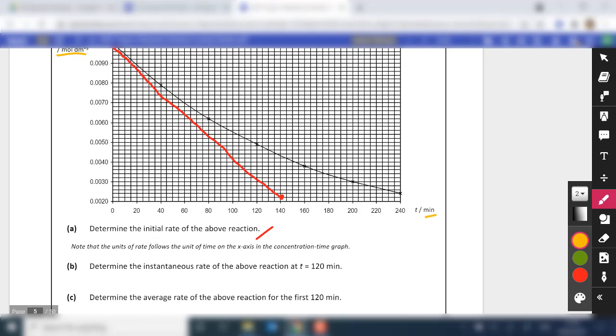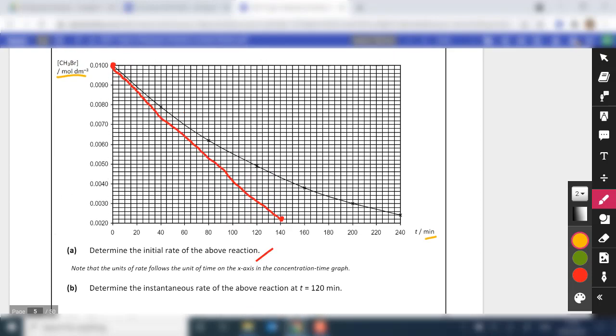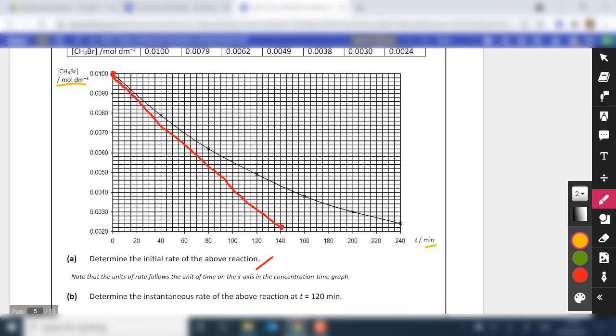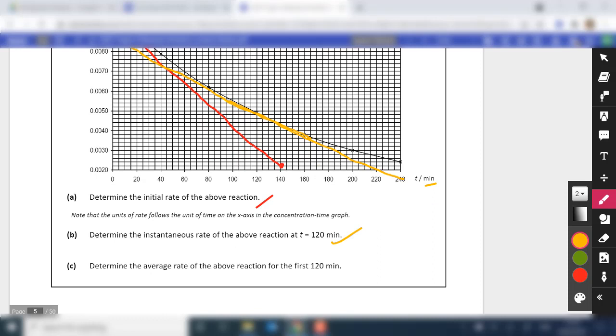Then after that, determine the instantaneous rate at time equal to 120. Again, same thing, we just try to draw a line over here. To the best of our ability, if you heard me during the lectures or tutorials, try to make sure the line is as long as possible to cut through as many points as possible. This is actually to minimize errors. Please do that and I think you can easily calculate this.